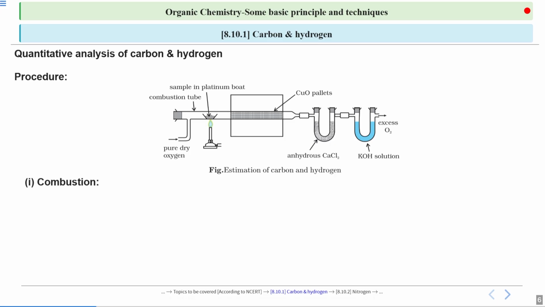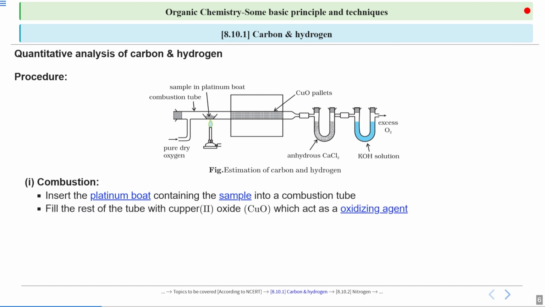The first main step is combustion. Combustion is a chemical process where a substance reacts with oxygen to produce heat and new products. In this context, we are burning the organic sample to convert all the carbon and hydrogen into measurable gases. To start the combustion, we place the sample in a platinum boat and insert it into the combustion tube. The platinum boat is used because platinum can withstand high temperature and does not react with the sample. This setup ensures that the sample is exposed evenly to the oxidizing condition inside the tube.